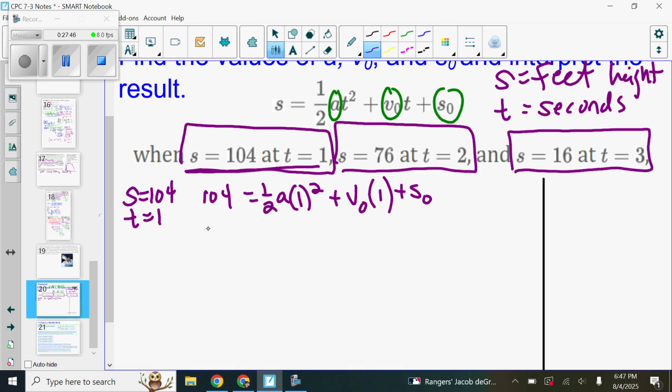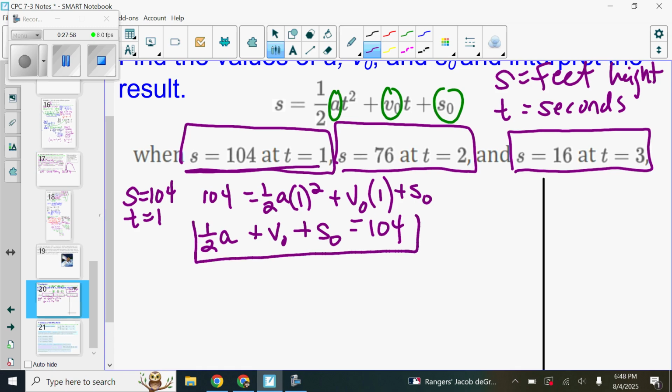Okay, so 1 squared is just 1. So that would be 1/2 A. 1 times V sub 0 is just V sub 0. And then S sub 0, and then that's equal to 104. So that is equation number 1 in our system.